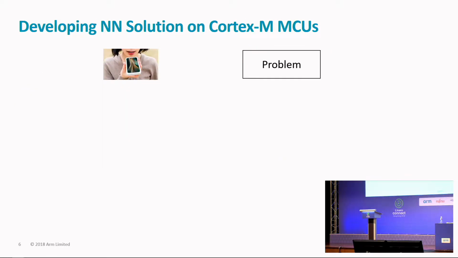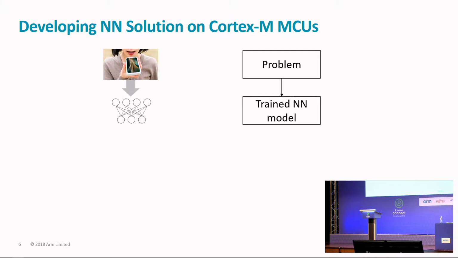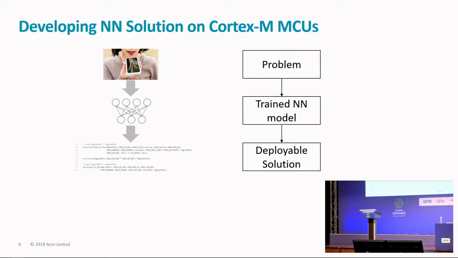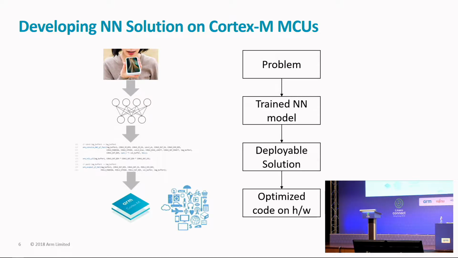So for the rest of this presentation, what I'm going to do is walk you through the process of deploying a neural net model on a Cortex-M device. So what we're going to look at is speech recognition, recognition of a small vocabulary, that kind of thing. We're going to develop a trained neural net model, and we'll then deploy that neural net model onto a Cortex-M, and we'll optimize it so that it runs really, really efficiently.